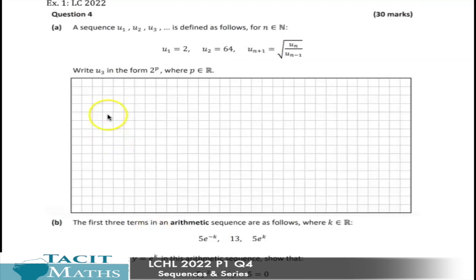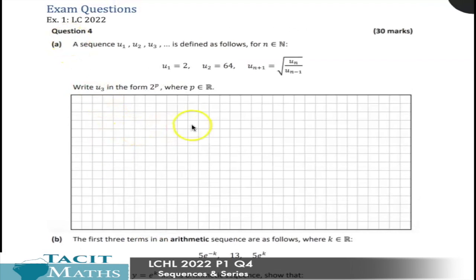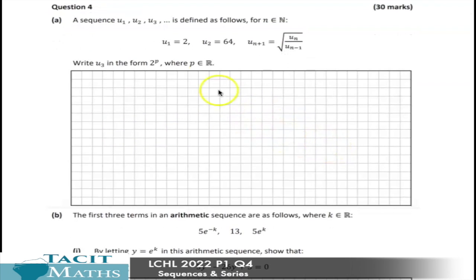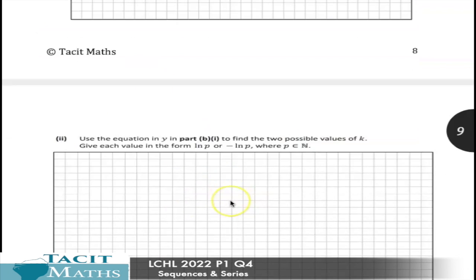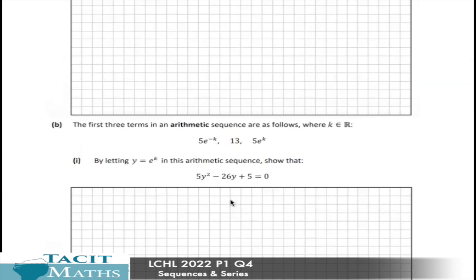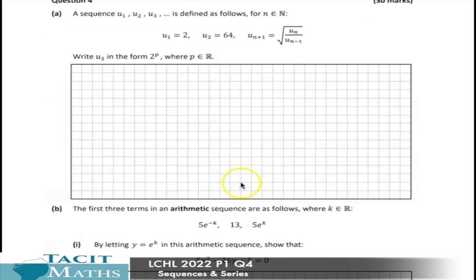Now, this sequences and series question from 2022. Interestingly, when correcting, this was without doubt the worst answered question on the whole paper. Not so much the first part, but part B, 1 and 2, were really poorly answered. They had the option to skip this question, and this was the most skipped question, even though you will see in a second there were loads of marks going for relatively simple stuff in this.